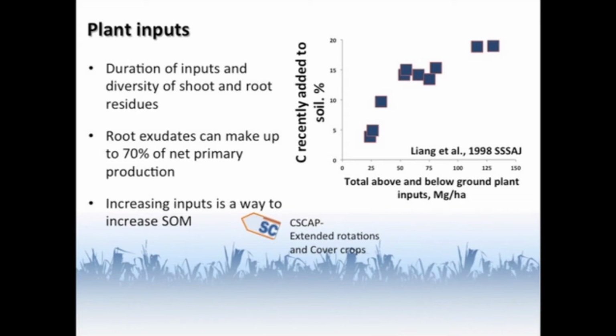70% of their overall productivity, and studies have shown that root exudates-derived carbon is retained by soil more effectively than what's added by shoots and roots. What you see here on the right is a figure based on Paul Voroney's group work from Canada, and it's a nice example of a very close relationship between the amount of carbon added to soil and the inputs.